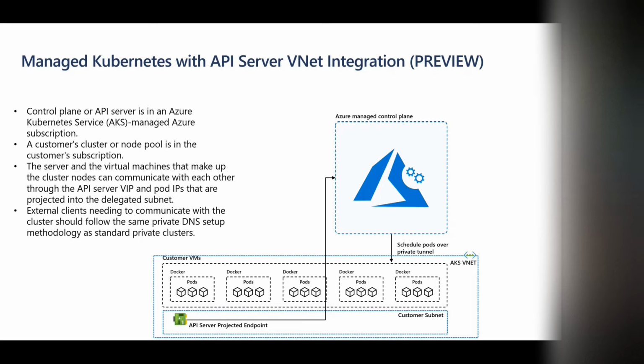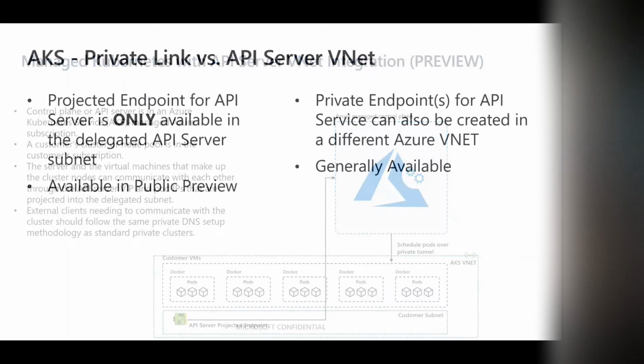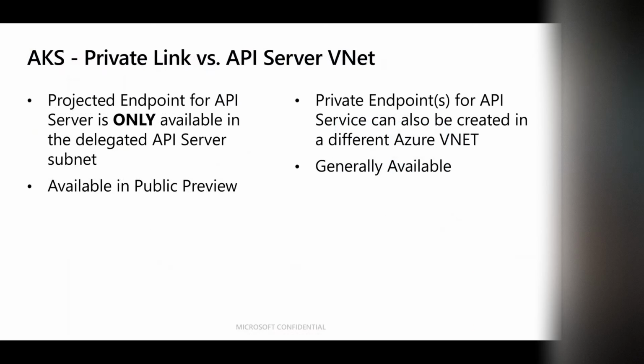So there is one key difference I just want to emphasize with the private endpoint model that we have in GA. You can create multiple private endpoints, and in different VNets, or in different subscriptions if you want. But in this one, there is only one projected endpoint that is available, and that goes into the delegated API server subnet.